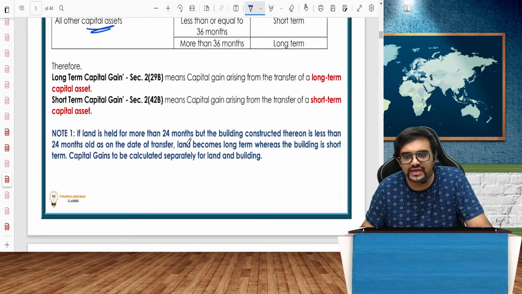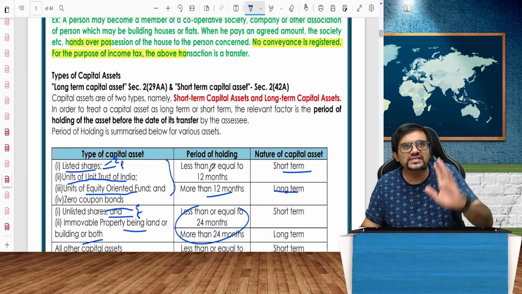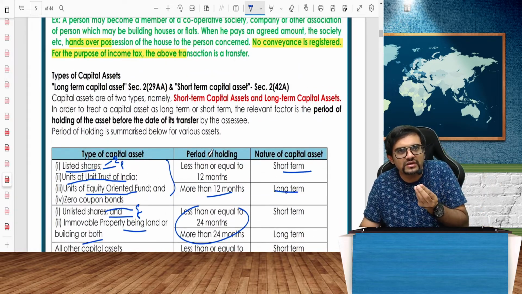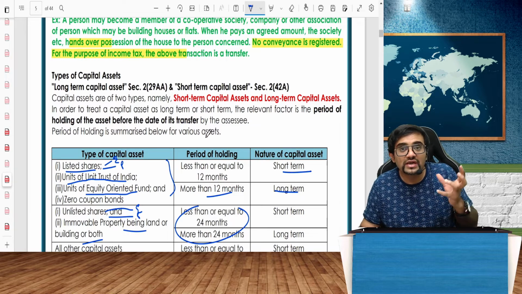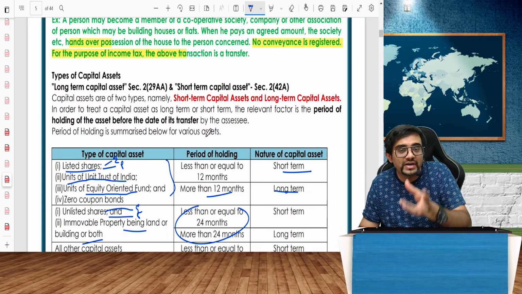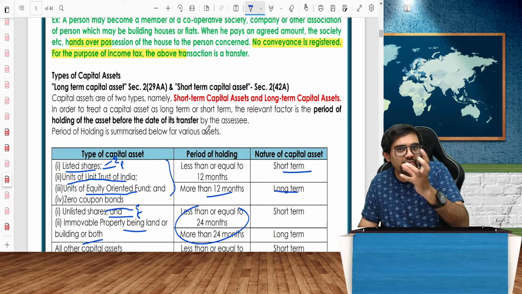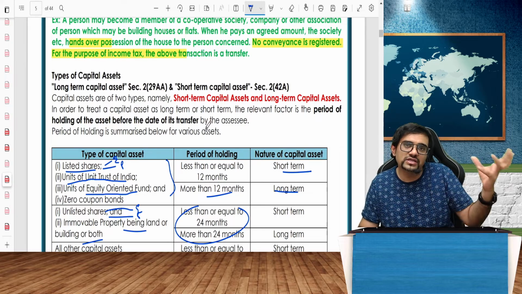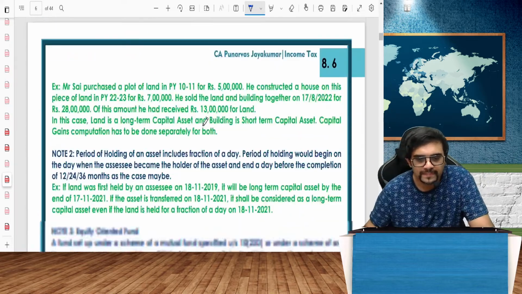Now, on the other hand, when should I check? For example, land is held 10 years ago. Building, last year I constructed. So land separately I should compute. Building separately I should compute. For building it is short term. Land it is long term. Okay? Yes.